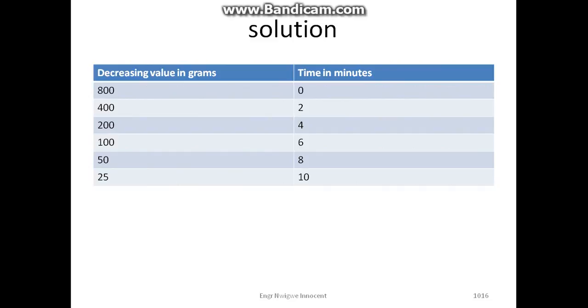When the mass is 800, the time is 0. When 800 becomes 400, the time is 2. When 400 becomes 200, the time is 4. When 200 becomes 100, the time is 6. When 100 becomes 50, the time is 8. When 50 disintegrates to 25, the time is 10.